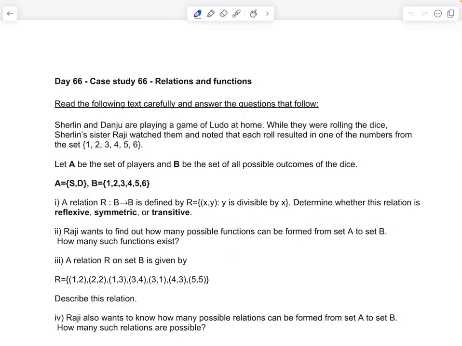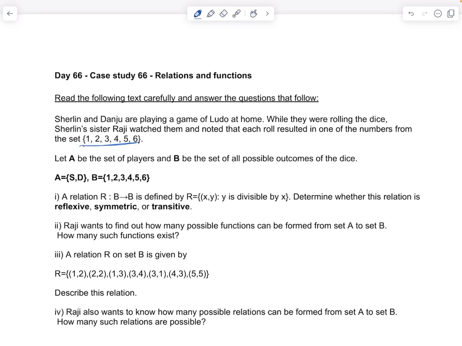The question goes like this. Read the following text carefully and answer the questions that follow. Sherlin and Danju are playing a game of Ludo at home. While they were rolling the dice, Sherlin's sister Raji watched them and noted that each roll resulted in one of the numbers from the set 1 through 6. Let A be the set of players, that is, we have two players here, Sherlin and Danju, and B be the set of all possible outcomes of the dice.